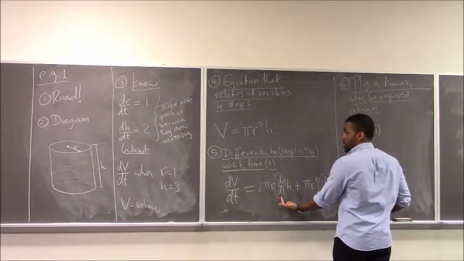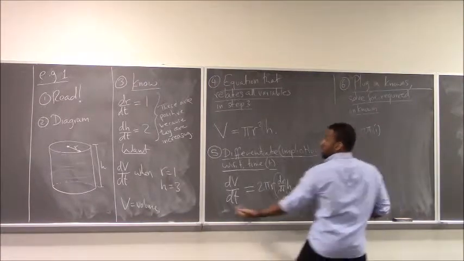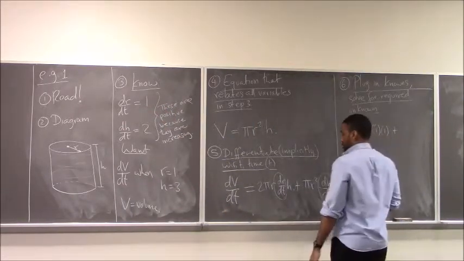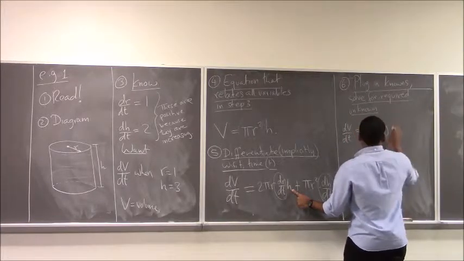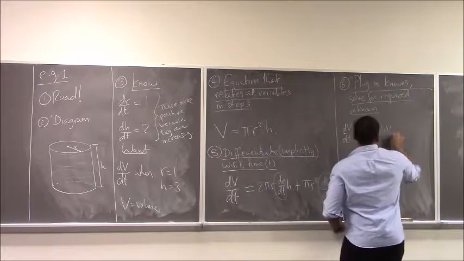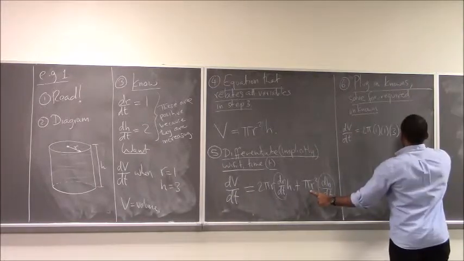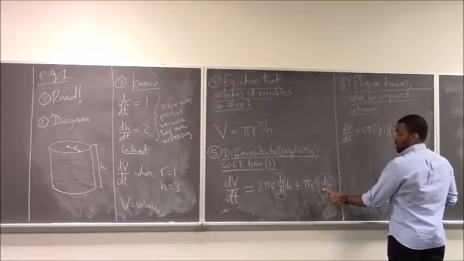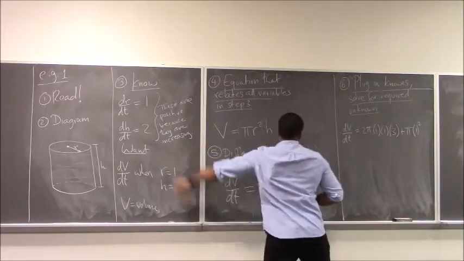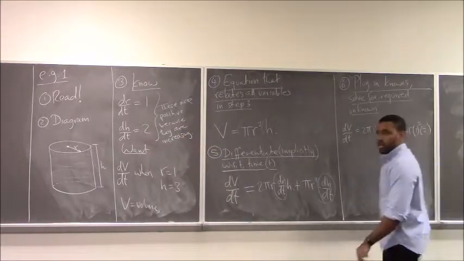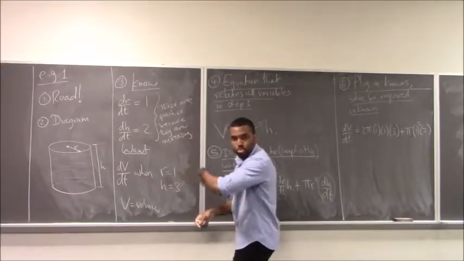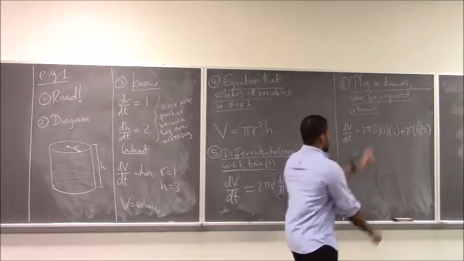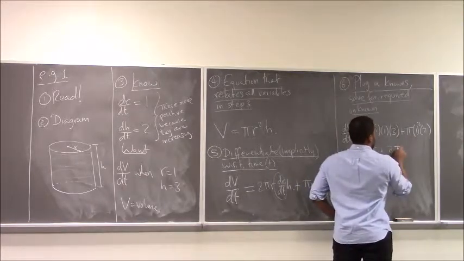Do I know the value of dr dt? Well, it's also given. Plus, times h, right? What is h? Well, that's 3. Plus, here I have pi times r squared, r is 1, times dh dt, which is 2. So you see why step 3 is a nice thing to have, because you can just pick them off and plug into this equation. And at this point, we can actually just solve it. This is 6 pi plus 2 pi.